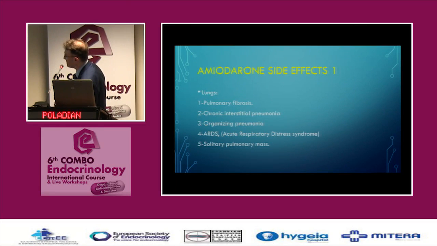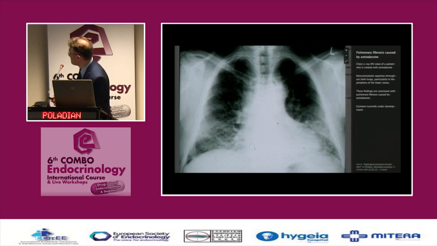Amiodarone side effects in the lungs. It can induce pulmonary fibrosis, chronic interstitial pneumonia, organizing pneumonia, acute respiratory distress syndrome, and solitary pulmonary mass. By the way, the smokers are very happy to say that, you see, even if we don't smoke, you get these diseases. So this is a very nice picture of pulmonary fibrosis by amiodarone. As you see, the fibrosis masses here, more on the left. And this is due to amiodarone.